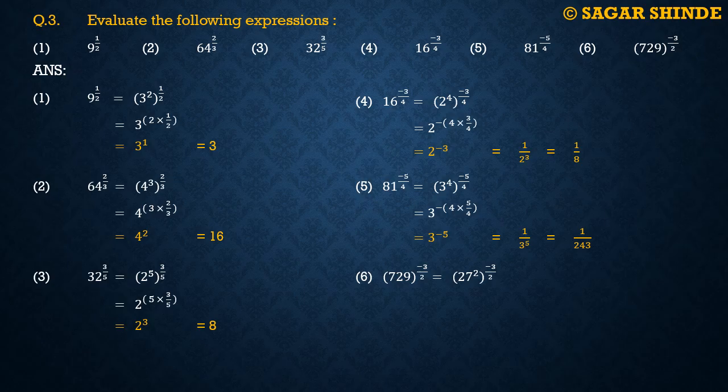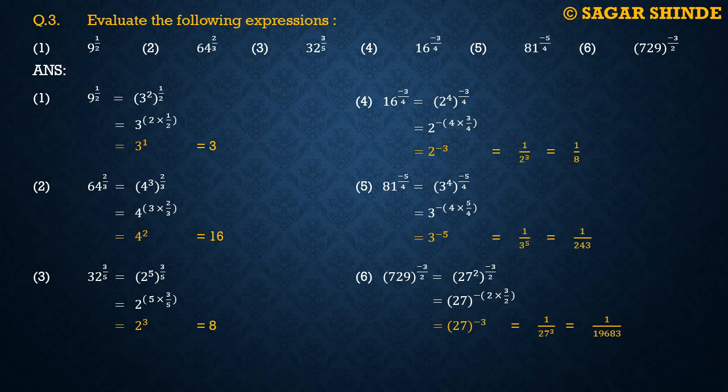So again, as there is power of power, we can multiply the powers. The minus sign can be kept common. 2 will get cancelled. So we can write this as 27 raised to minus 3. If you want to convert this power into a positive one, that can be written as 1 upon 27 cube, and 27 cube is nothing but 19,683. So the answer of this one will be 1 upon 19,683. So this is the answer.